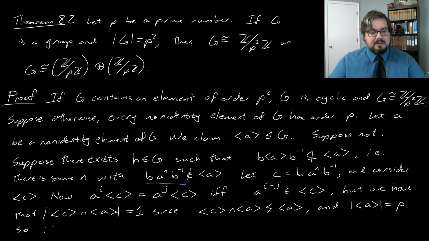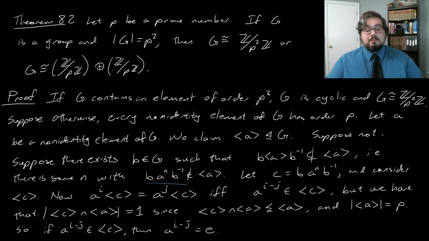If A to the I minus J is in C, then that means that A to the I minus J must be the identity, because the identity is the only element that's in both of these groups at the same time. We know that A to the I minus J is in the cyclic subgroup generated by A for sure, and so if it's also in the cyclic subgroup generated by C, then it has to be the identity.